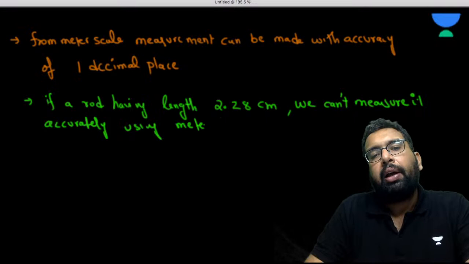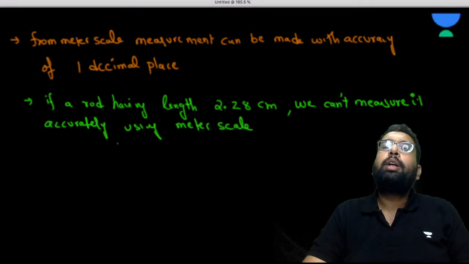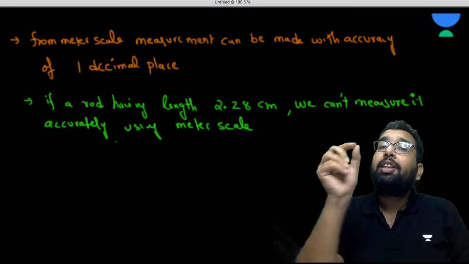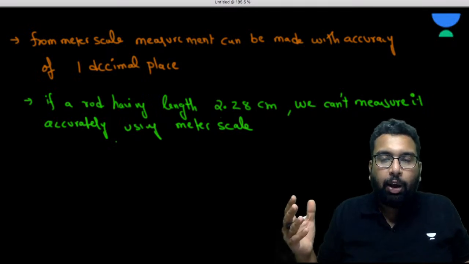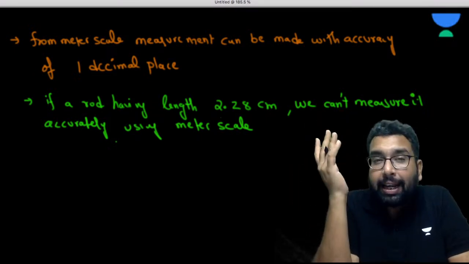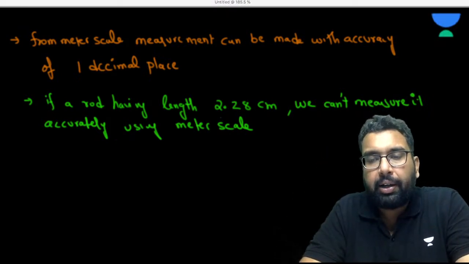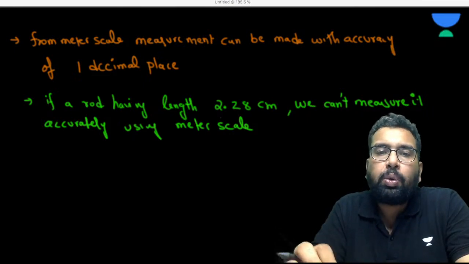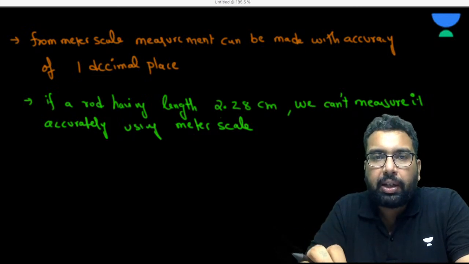From the meter scale, obviously either you are going to get 2.2 or 2.3 or somewhere between 2.2 and 2.3. So you can end up guessing, okay, it is very near to 2.3, so it must be 0.8, like that. Are you getting my point? So if a rod has length 2.28 centimeter, we cannot measure it accurately using the meter scale.